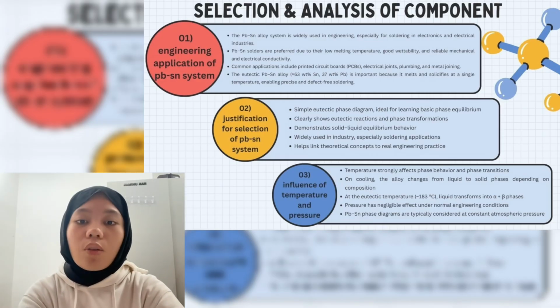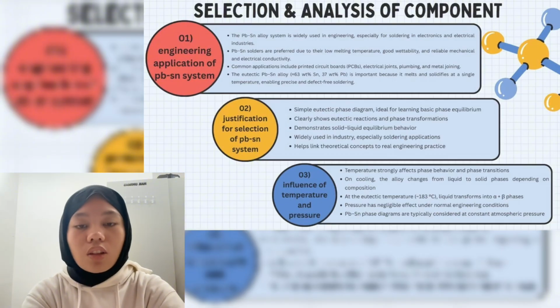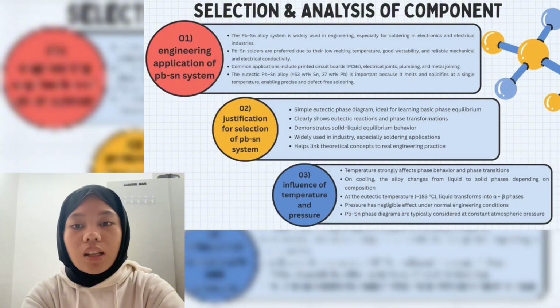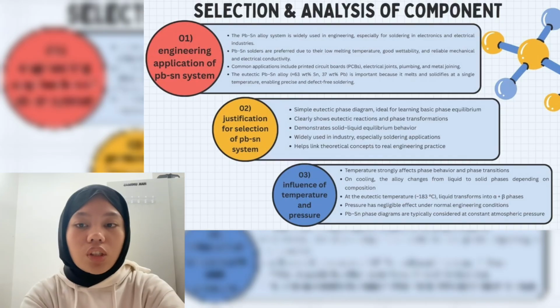In this section, I will explain the selection and analysis of the PBSN alloy system. First, let's look at the engineering application of the PBSN system. The lead-tin alloy is widely used in engineering, especially in electronics and electrical industries. It is commonly used as solder because it has a low melting temperature, good wettability, and reliable mechanical and electrical properties. Typical applications include printed circuit boards, electrical joints, plumbing, and metal joining.